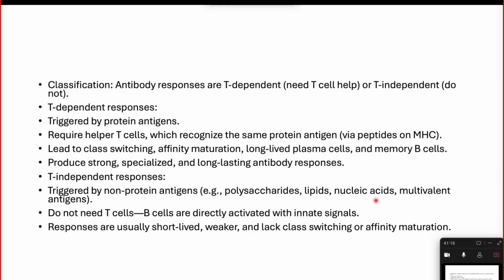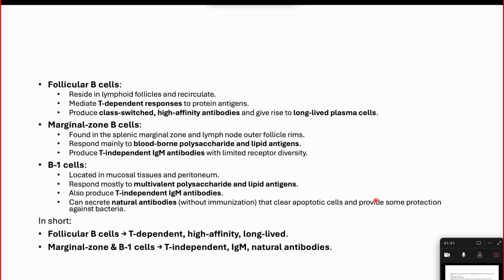T independent responses are triggered by non-protein antigens such as polysaccharides, lipids, nucleic acids and multivalent antigens. They do not need T cells. These B cells are directly activated with innate signals. Responses are usually short-lived, weaker, and lack class switching or affinity maturation.